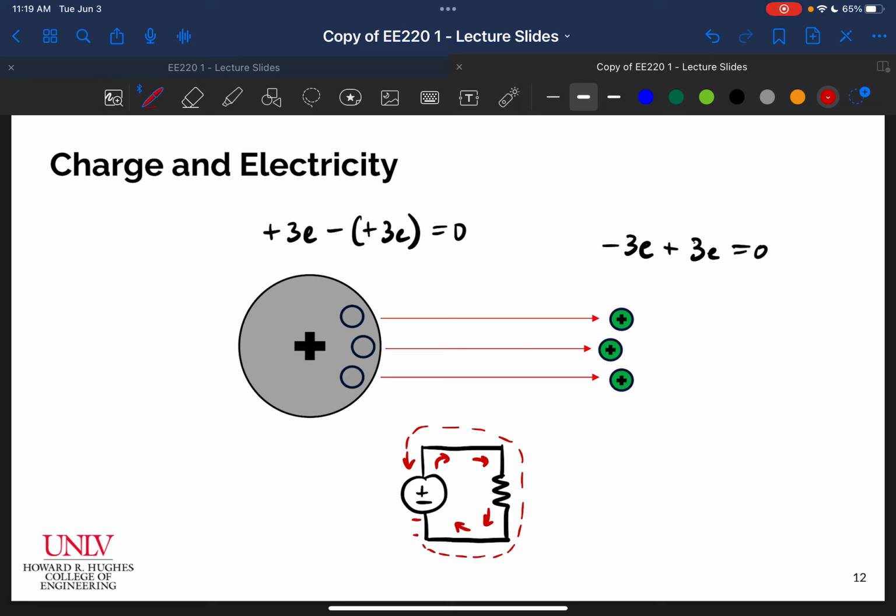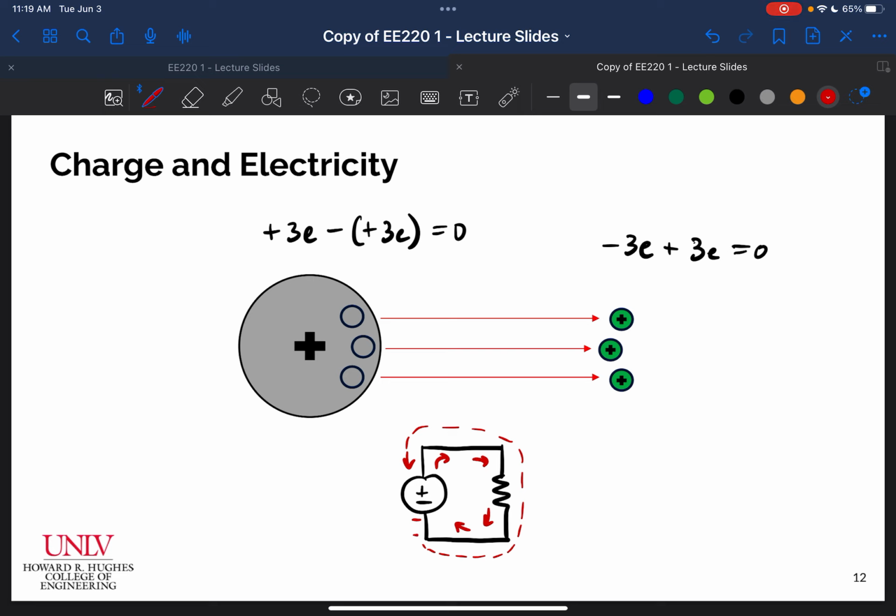And the reason why we originally defined current flow in the other direction is because there was a fundamental misunderstanding and an assumption that the positive charges were actually what was moving, and it was later discovered that it was the negative charges that were moving. And so I just wanted to cover that briefly.